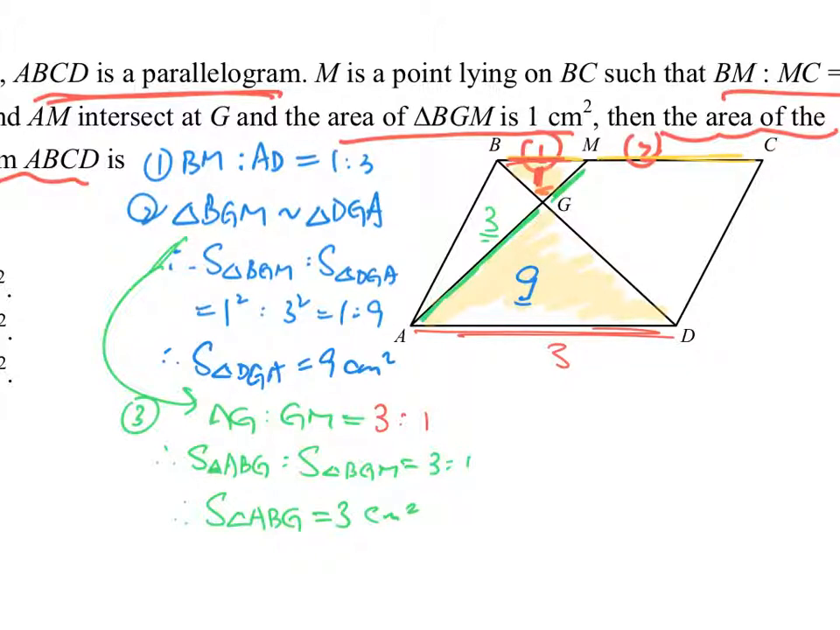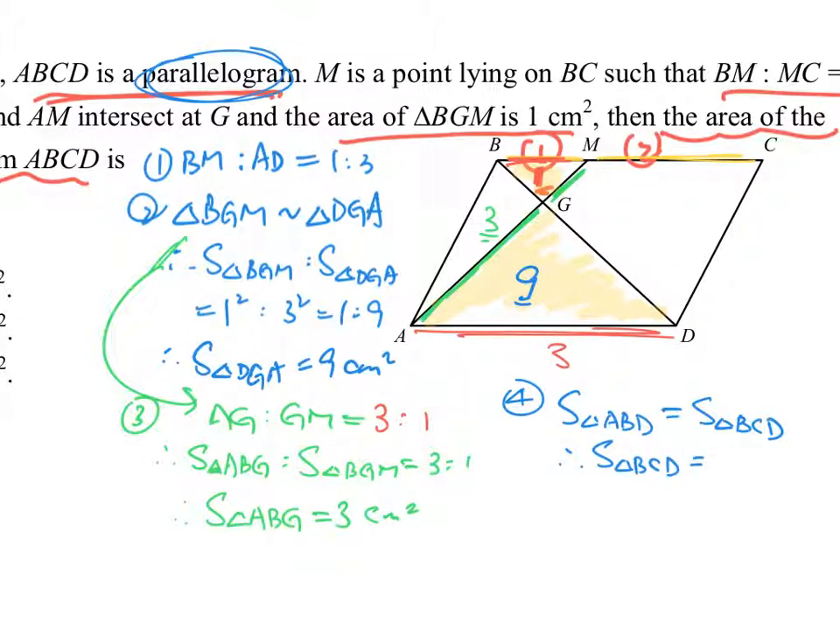Finally, can you see that the question is about a parallelogram? So that's why the triangle ABD should be equal to S triangle BCD, which is the same trick we have used before. So S triangle BCD is equal to 3 plus 9, which is 12, and as a result, the area of ABCD is equal to 12 and 12, which gives you 24 finally.